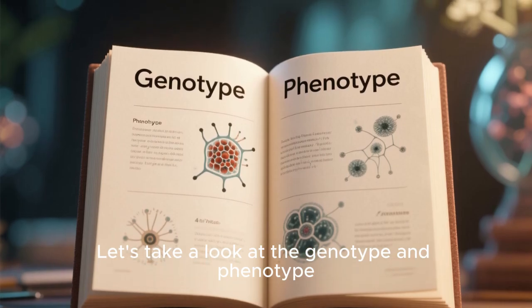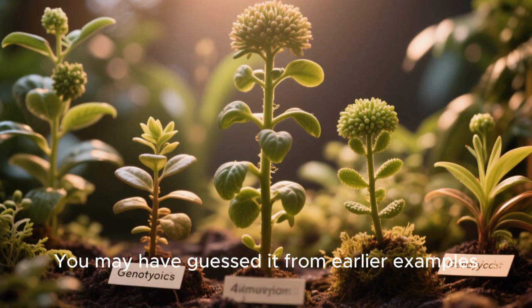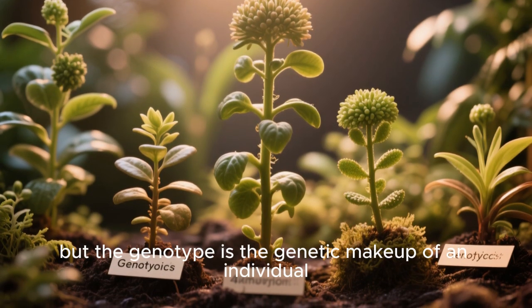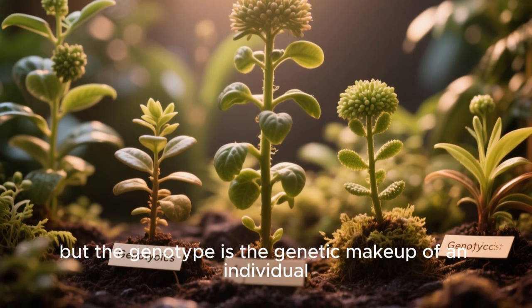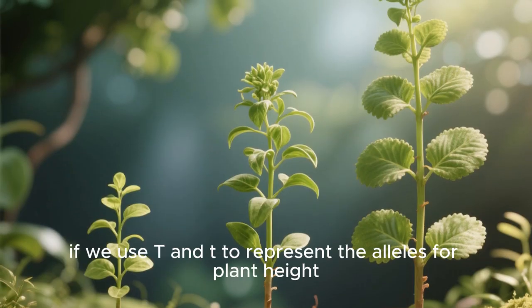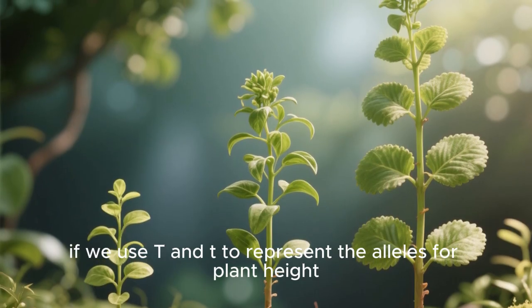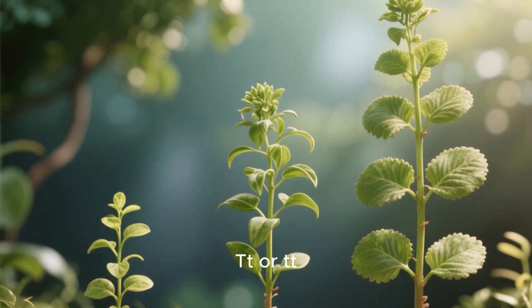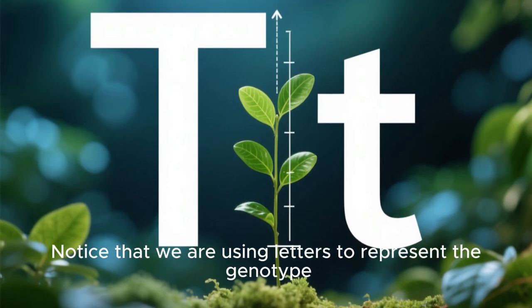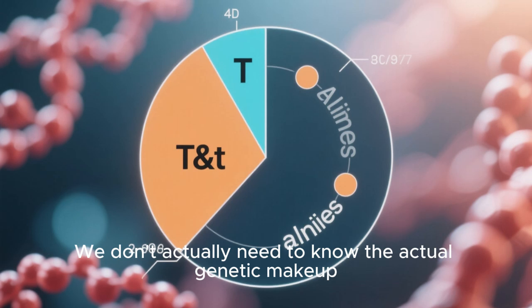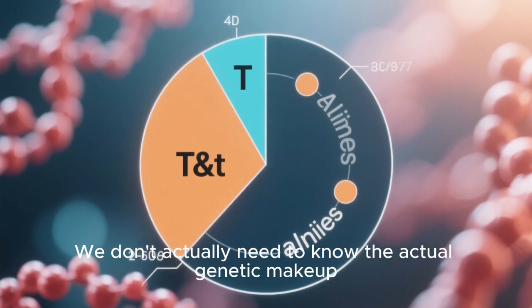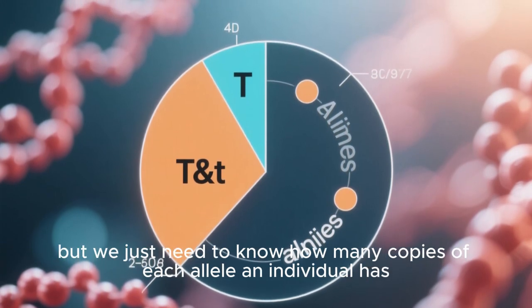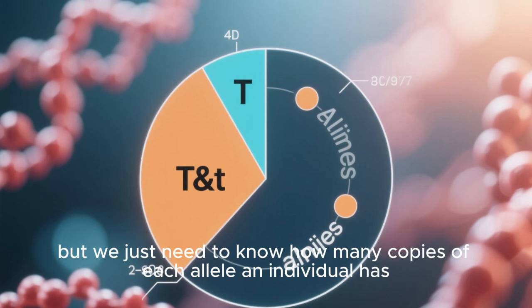Let's take a look at the genotype and phenotype. You may have guessed it from earlier examples, but the genotype is the genetic makeup of an individual. For example, if we use T and t to represent the alleles for plant height, then the genotype of a plant could be TT, Tt, or tt. Notice that we are using letters to represent the genotype. We don't actually need to know the actual genetic makeup, but we just need to know how many copies of each allele an individual has.